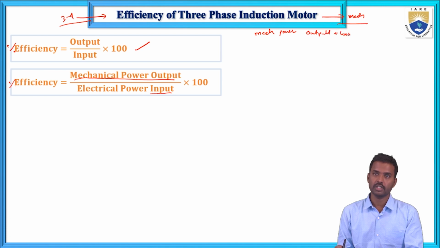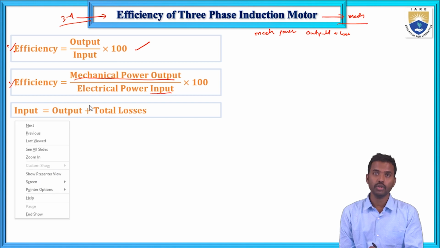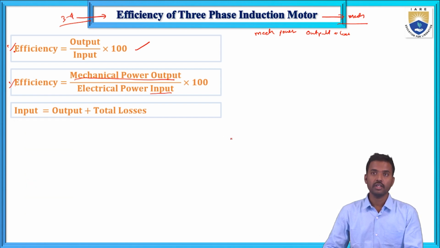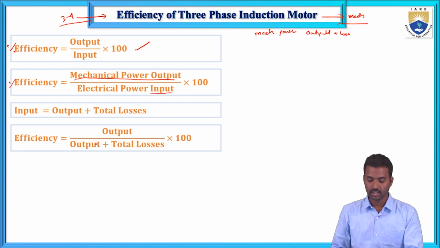plus you will get some losses. So now what is the equation here? If you give input to any machine, you will get output and you will get total losses. Here the losses in the machine are constant losses and variable losses. In case of induction motor, the different losses are stator copper losses, stator iron losses, rotor copper losses, rotor iron losses, and as it is a rotating machine, there are windage losses and frictional losses. Now efficiency equals output by input, where input equals output plus losses, into 100.